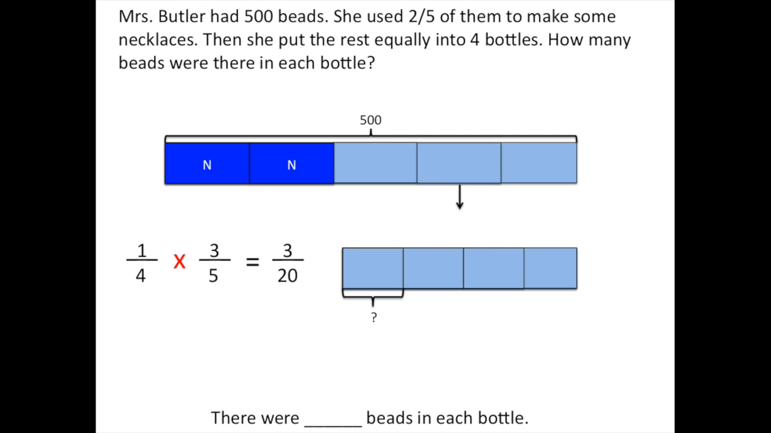But I have to figure out what is the quantity, what is the actual number of beads. So to do that, I'm going to do 3/20 of 500. So 3/20 of the whole amount. I turn it into a multiplication sign and I solve. I can cross cancel, and 20 divided by 20 is 1. 500 divided by 20 is 25. I'll multiply my numerators. 3 times 25 equals 75. So there were 75 beads in each bottle.